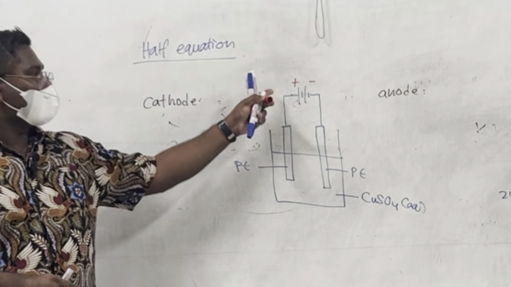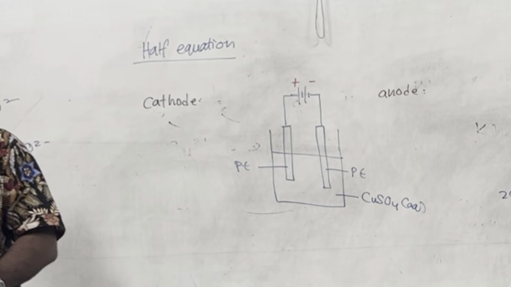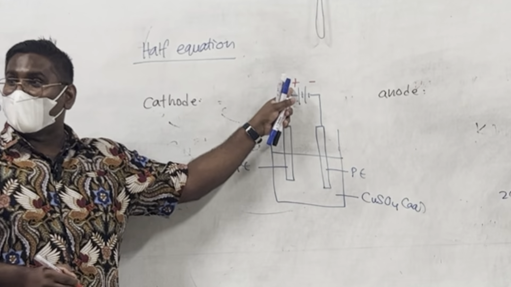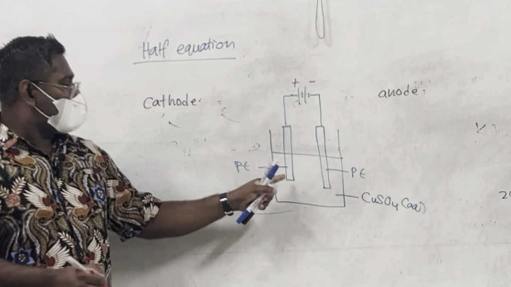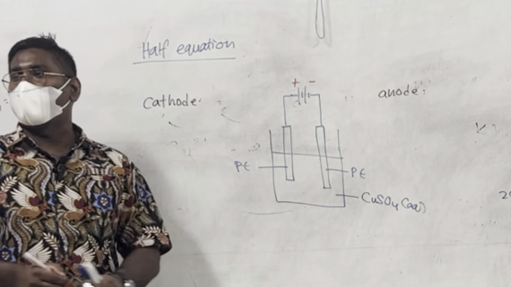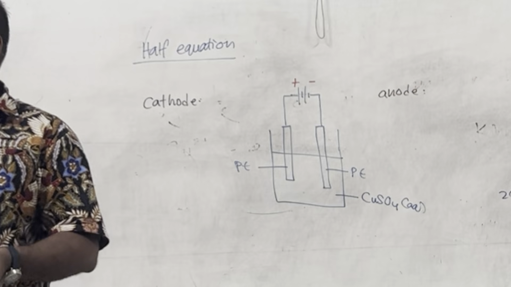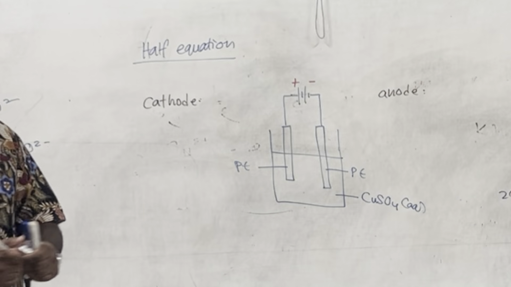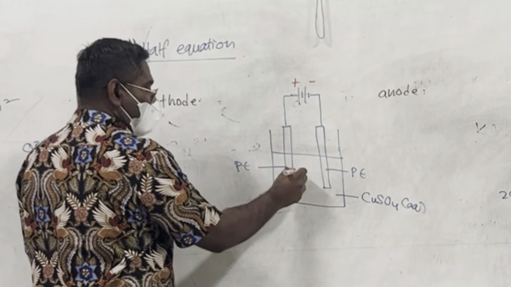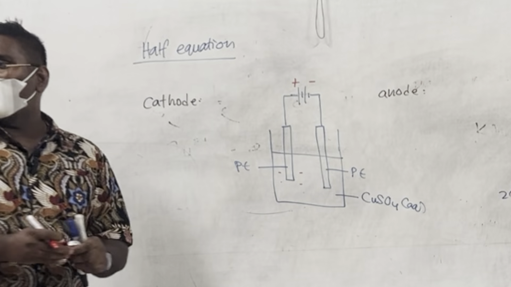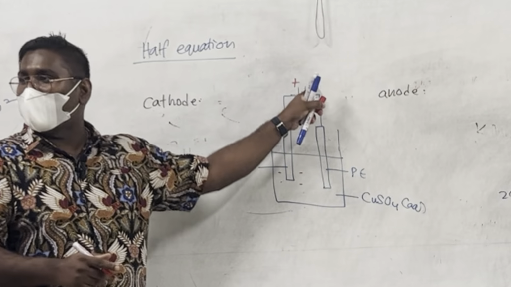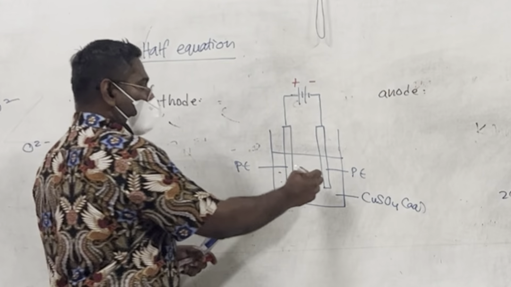Okay. So next, if you have positive over here, here you are going to attract positive or negative? Opposite charges attract, right? So negative will come over here. And if you have negative over here, positive comes over here.